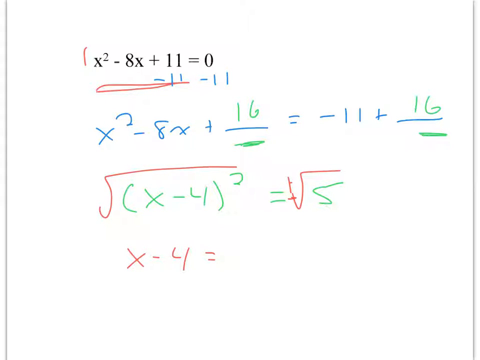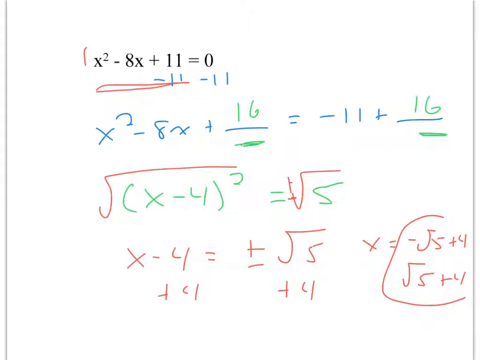And that's equal to plus or minus the square root of 5. And now simply I'm going to add 4 to both sides. So my final answer is going to be x equals negative the square root of 5 plus 4, or positive the square root of 5 plus 4. And there are my two answers.